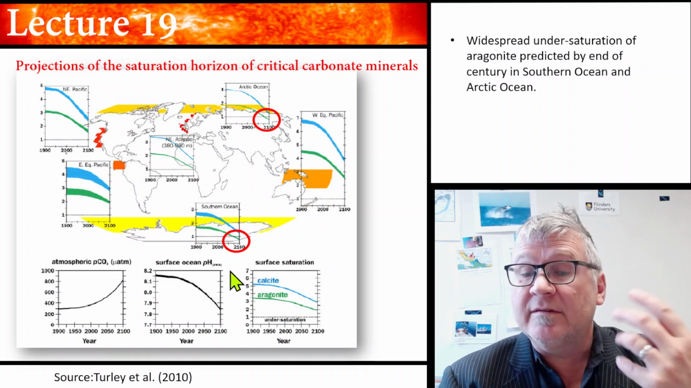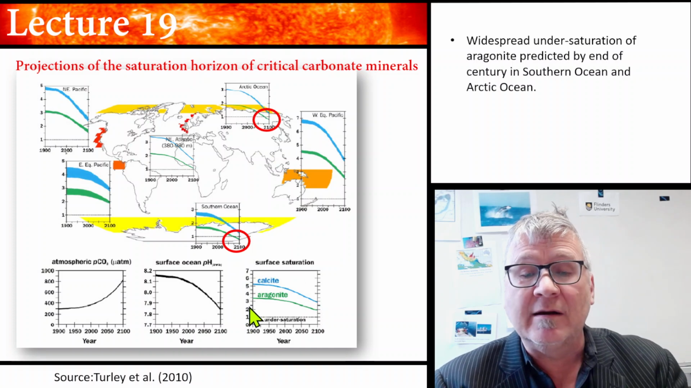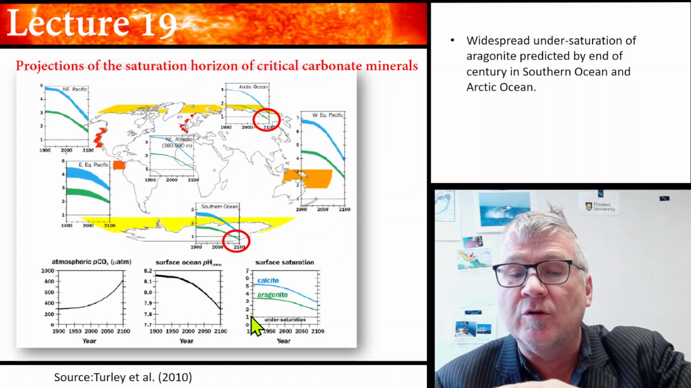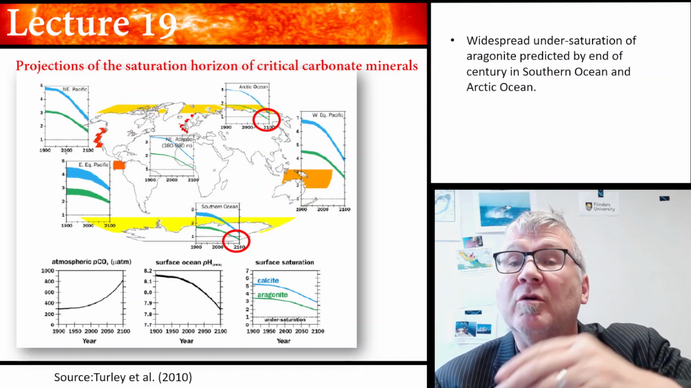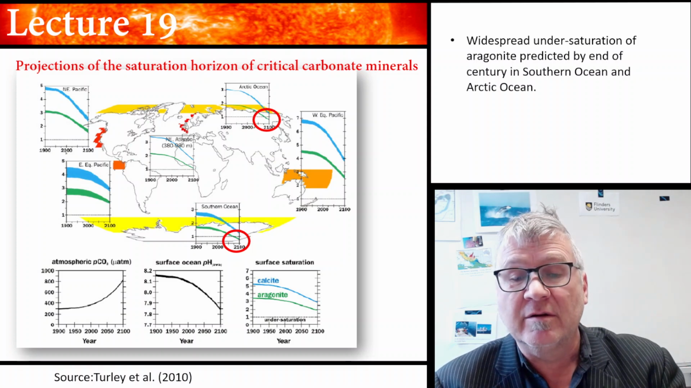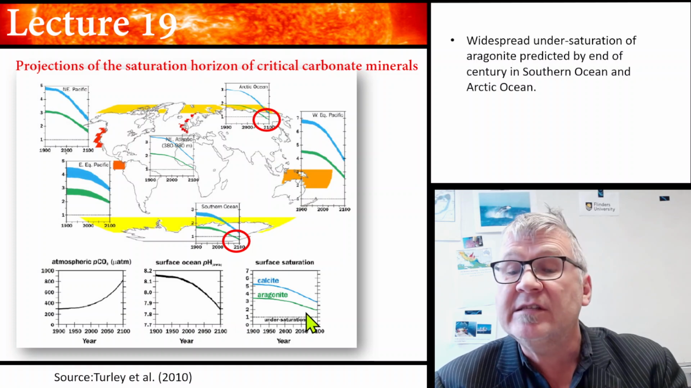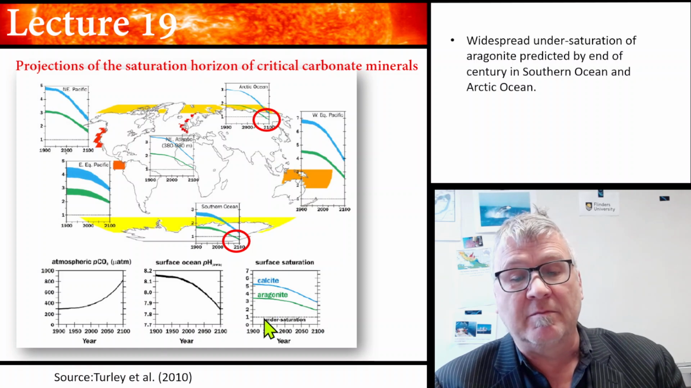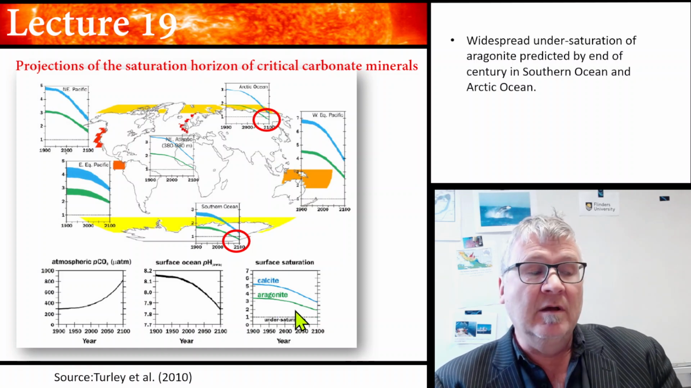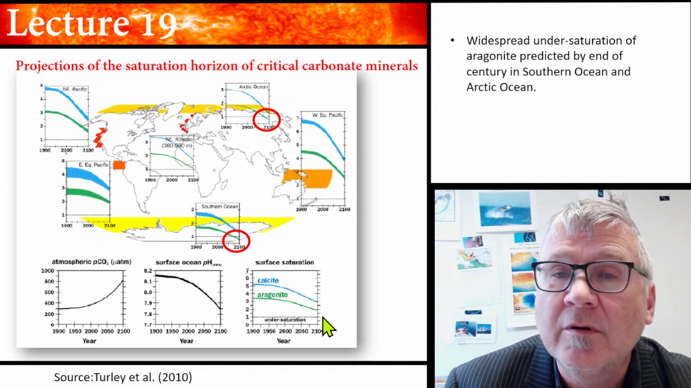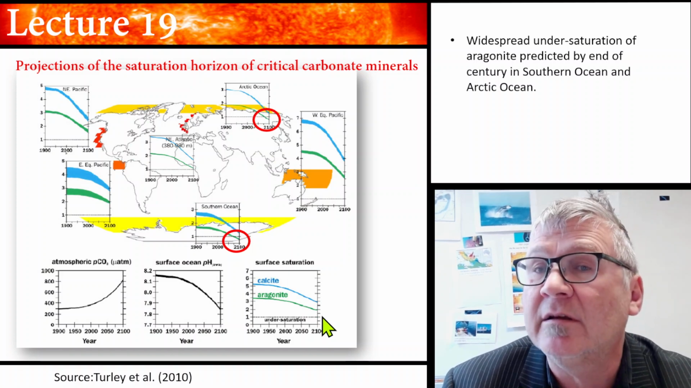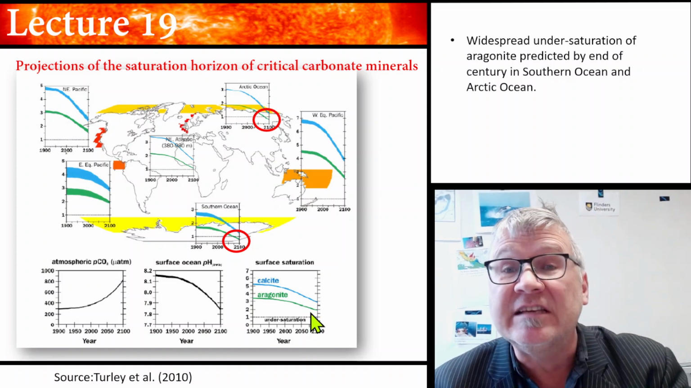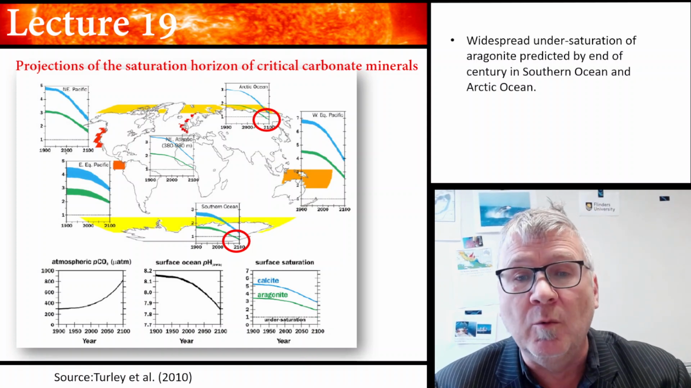This is now shown on a scale where the level 1 means this is the threshold. If you drop below 1, you'll have undersaturated conditions. This is the critical case. And in this example, it doesn't happen. The aragonite levels drop, and the calcite levels drop, but there's still a sufficient amount in the water. But that's not the case for different regions in the world ocean.